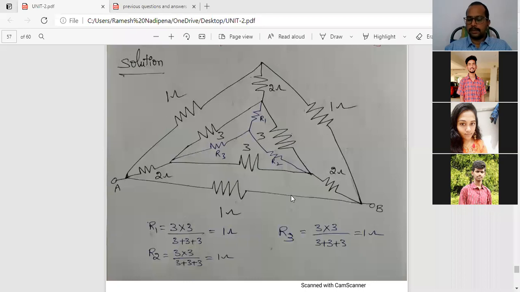If we don't draw the diagram... in each and every step, we have to draw the diagrams. After getting the star connected elements, you have to remove the delta connected elements like this. You should remove these elements 3, 3, 3. Now this is the network.